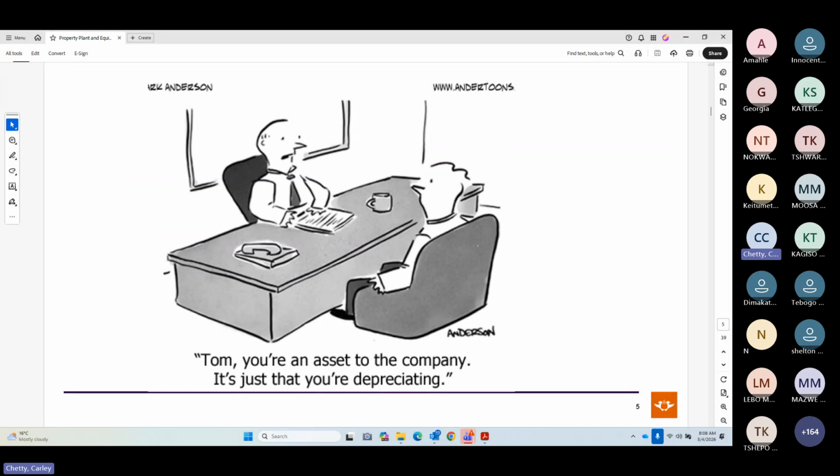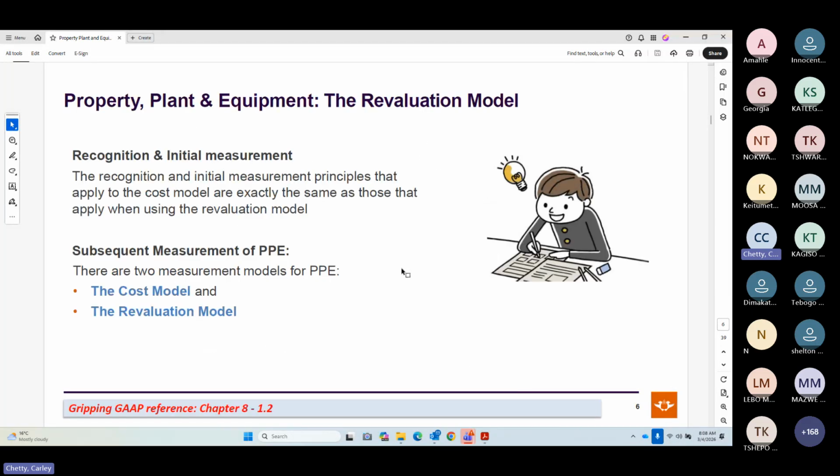Okay, so here's just a little cartoon. It says, Tom, you're an asset to the company. It's just that you're depreciating. Okay, so maybe when you did conceptual framework, you had to decide if an employee is an asset. Here, the guy is saying you're depreciating, meaning you're getting old. Okay, it's just some humor.